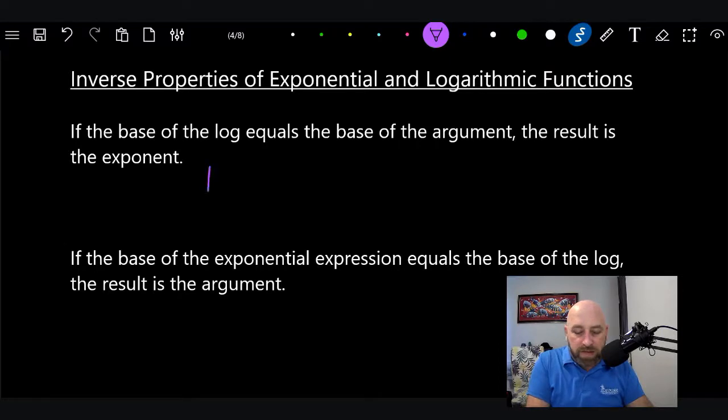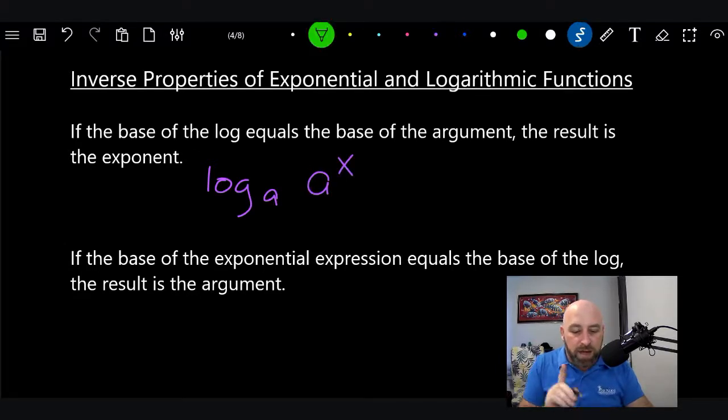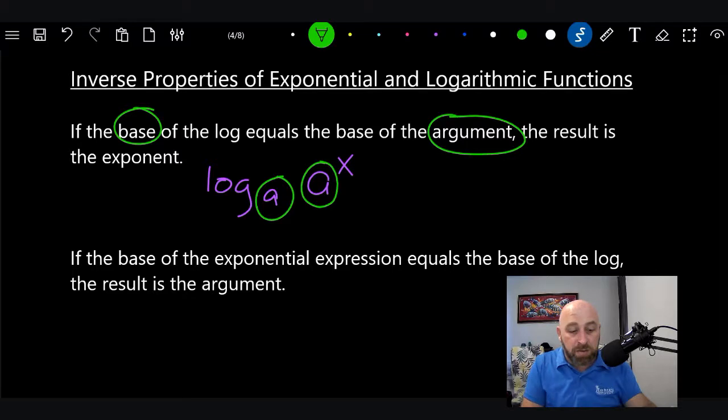If I say that the log base a of a to the x, notice here we have something: the base and the argument base are the same. They're both equal to a in this case. When that's true, the result is the exponent. In other words, that's going to equal x. Why x? Because x is the exponent.